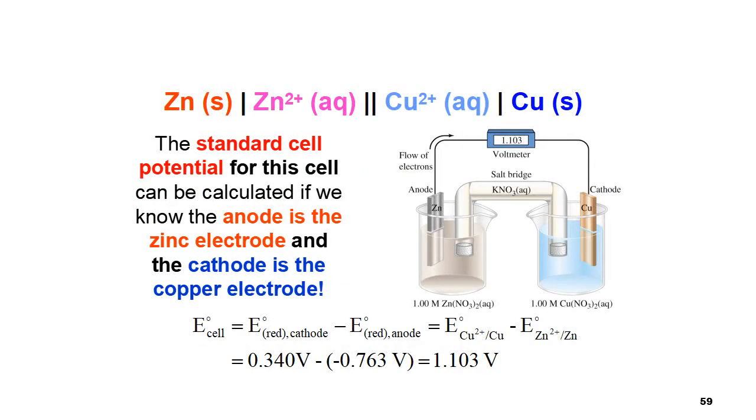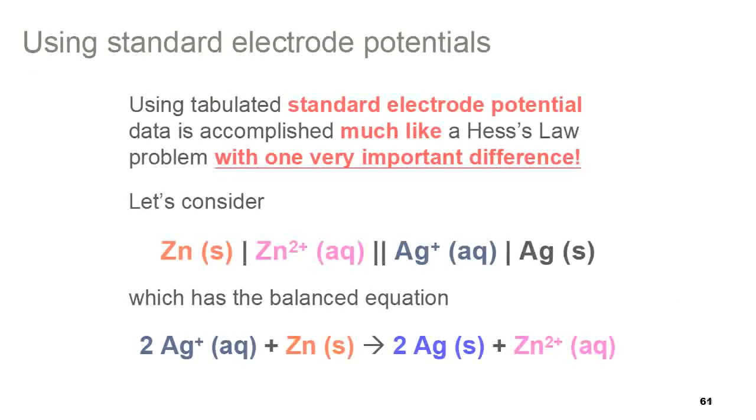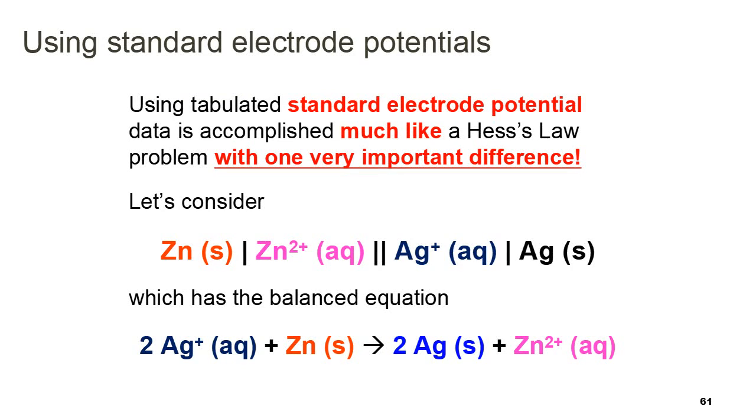Similarly, the standard cell potential for this cell can be calculated if we know the anode, which is the zinc electrode, and the cathode, which is the copper electrode. Have a look at these tabulated standard electrode potentials. Using tabulated standard electrode potential data is accomplished much like a Hess's law problem, with one very important difference.